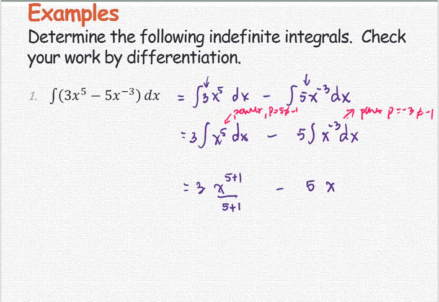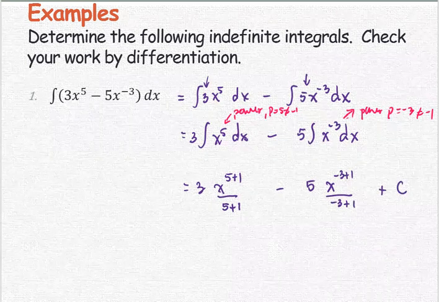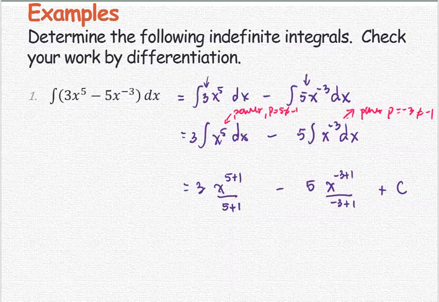For the second term, apply the power rule. We get 5 times x to the power negative 3 plus 1 divided by negative 3 plus 1, and added by c. You don't have to add the c's for each antiderivative, since it will come out as the sum of the constants. We just write one constant for all antiderivative terms on the same side.